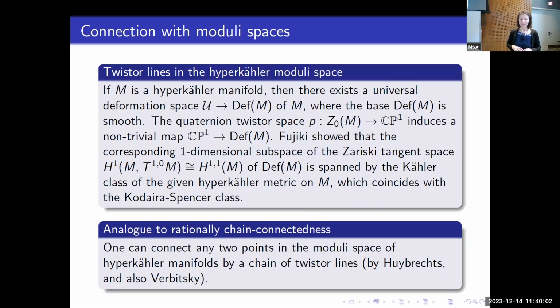So, and then Fujiki showed that, moreover, if you take the one-dimensional subspace of the Zariski tangent space of the moduli space, which is spanned by the tangent space of the Twistor line, then this is given by the Kähler class of the given hyperkähler metric.